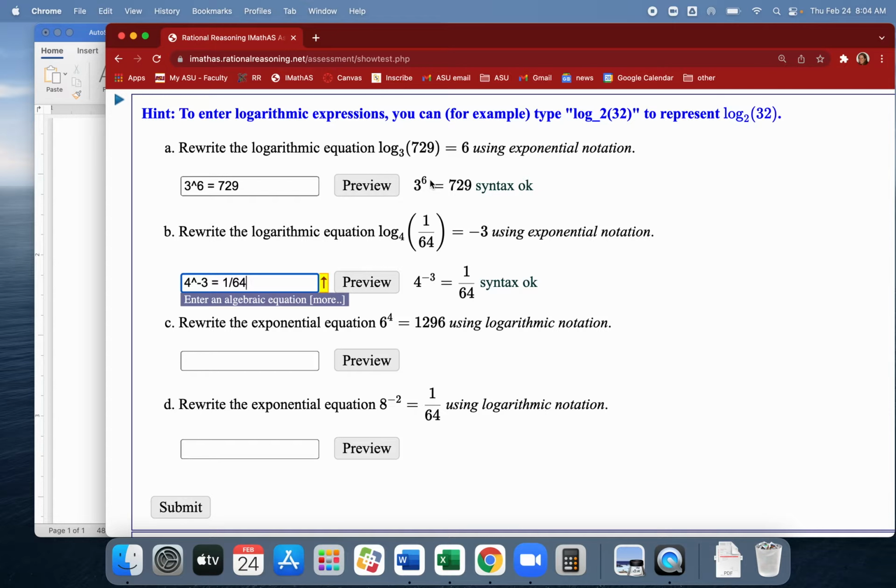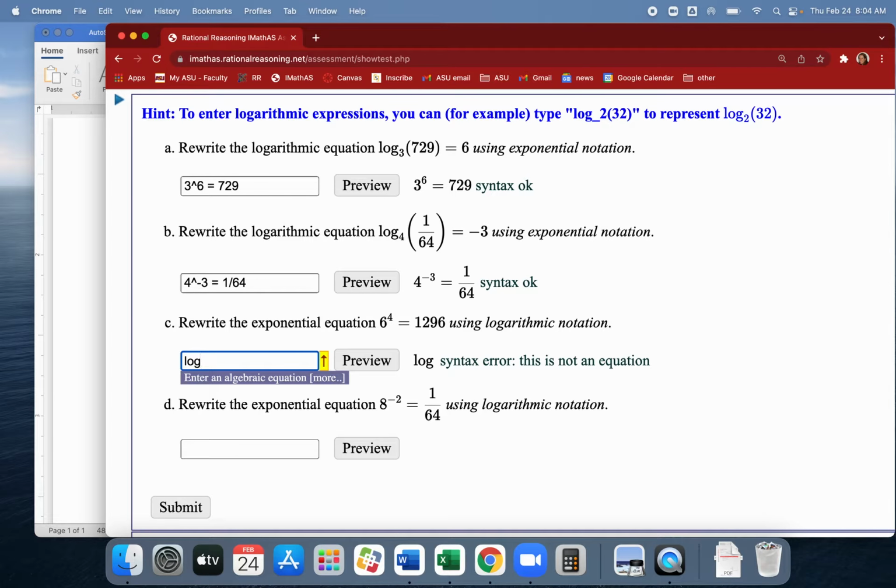Yep, that sounds right. Now, what about 6 to the 4th equals 1296 going back into logarithm form? Notice it says this is not an equation. I'm not done yet. But it says log. Log, what base am I going to have on my logarithm? For this one, it should be log base 6. Good. If you want to, you can use the little yellow arrow key to get the palette, but to do subscripts on here, if you just do the underscore, you'll see it turns it into a subscript.